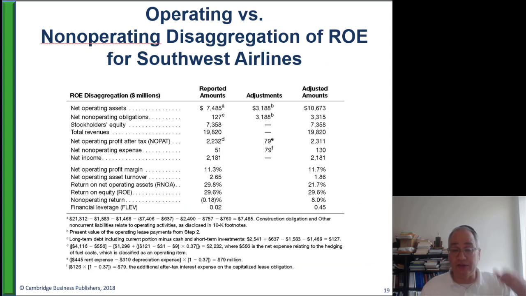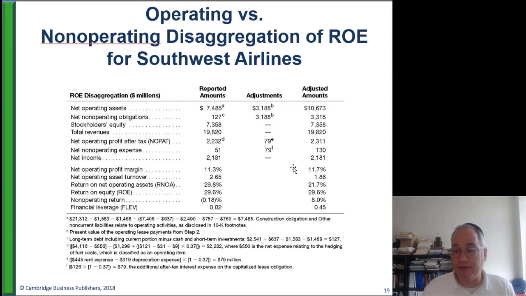So here's the whole analysis, and you can see here my net operating assets are being increased by $31.88, and my non-operating obligations, liabilities, are being increased by $31.88. My NOPAT and my effect on income, my non-operating expense, is going to increase by 79. And they show here the calculation. You can see it also in the book for NOPAT. But you can see here that NOPAT is just being adjusted for 79. I think they have a situation where the rent expense and the depreciation are about the same. So this is going to have a big effect on your various ratios.